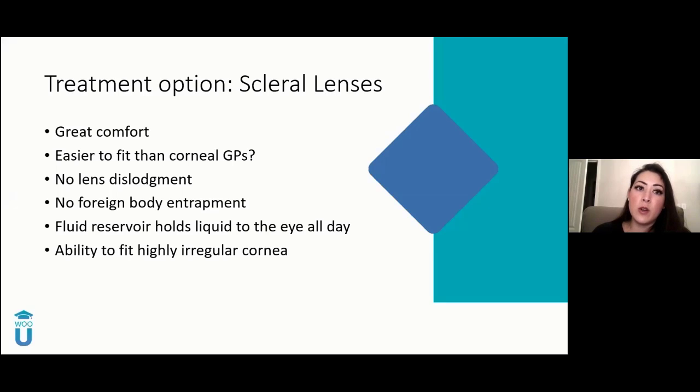One of the benefits is that you don't get lens dislodgement, you don't get foreign body entrapment, and the fluid reservoir from the scleral lens holds that liquid to the eye all day. So really good for dry eye patients. In fact, it ends up being a really good treatment option just for dry eye patients in general. And it's really given us the ability to fit these very highly irregular corneas. Some of the keratoconus patients that have very advanced cases are very hard to fit with corneal GP lenses. They're constantly popping out. They're constantly having edge lift. The patient's complaining all the time. In that case, scleral lens could be a really good option for them.